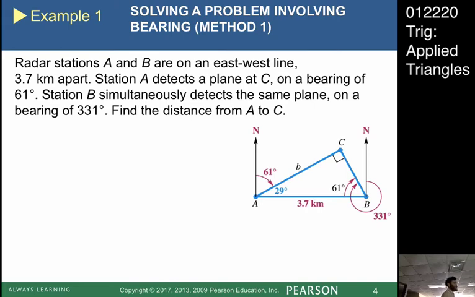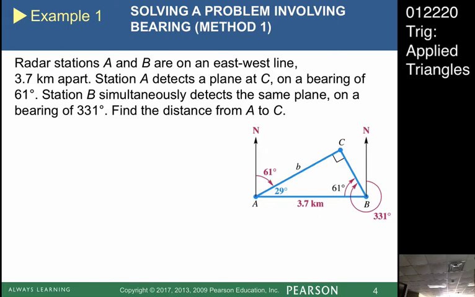It's 90. These two add up to 90, which is convenient because a triangle has 180, which means this is going to be 90 degrees here, right? Convenient.